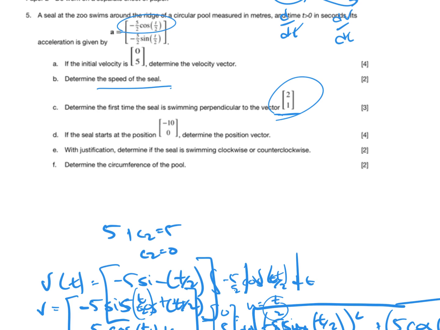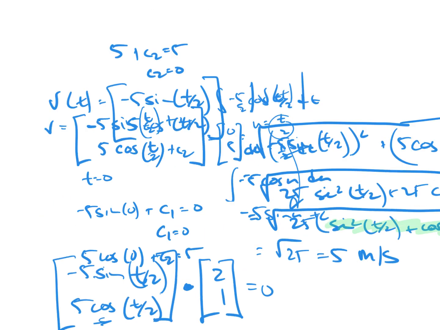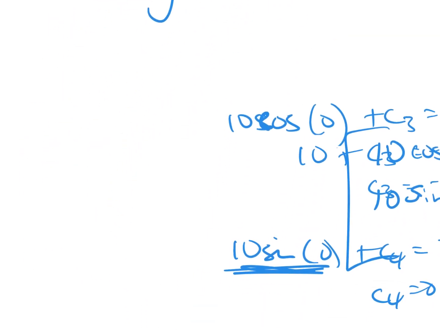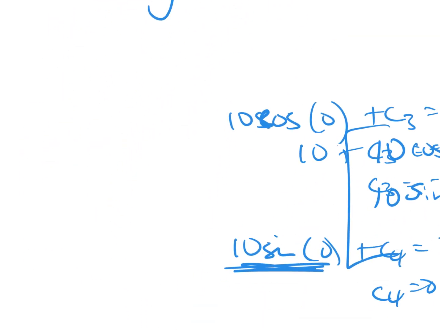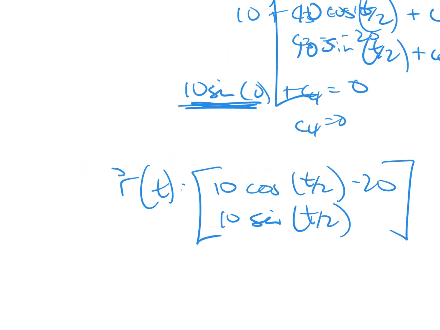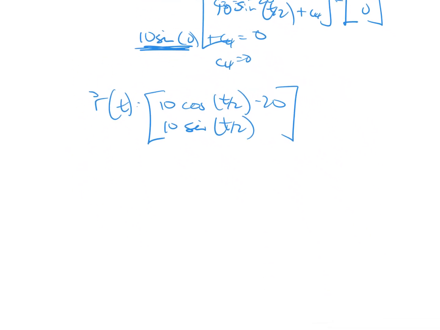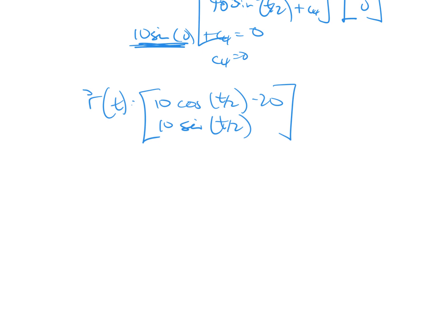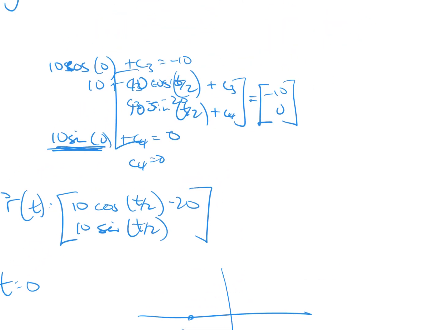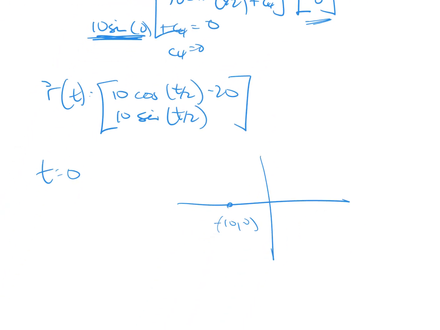So the next question is asking us, with justification, determine if the seal is swimming clockwise or counterclockwise. Okay, so let's look at our position vector. This is our position vector. And so let's see when t equals 0. Well, when t equals 0, I know I am at the point negative 10, 0, and we know that this was my initial starting point.